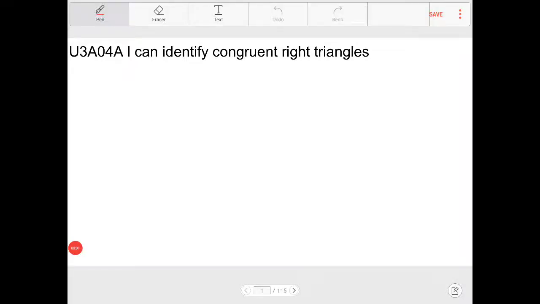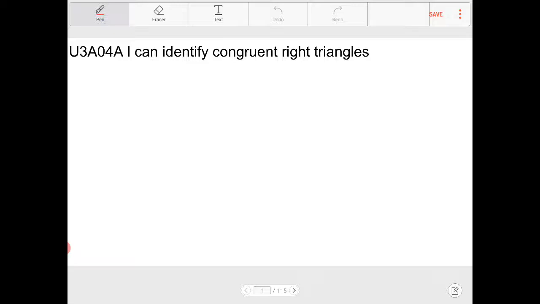Students, this is lesson U3A04A. By the end of the lesson, you should be able to say, I can identify congruent right triangles. So this lesson is very, very specific as to identifying why triangles are congruent. And why am I saying it's specific? It's because the technique that we're going to show triangles are congruent are only unique to right triangles. So what we're about to talk about in this lesson is only applicable to right triangles.